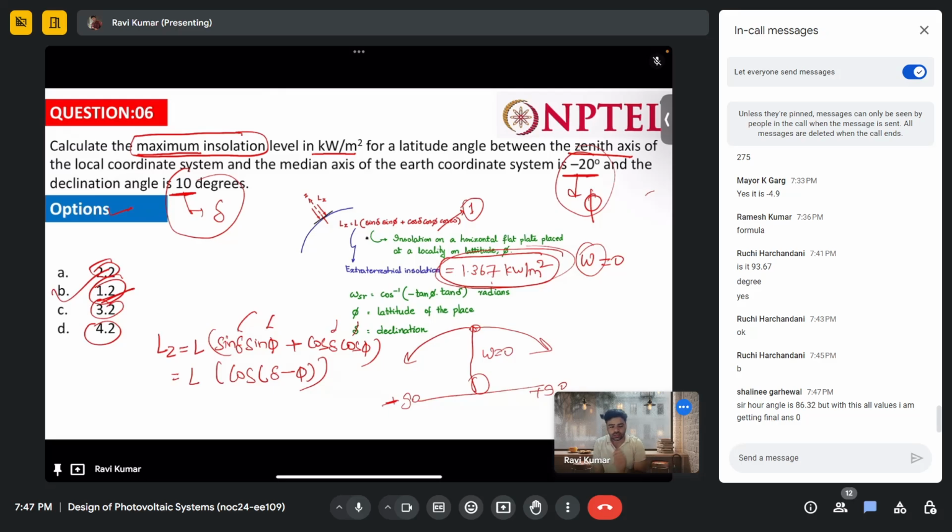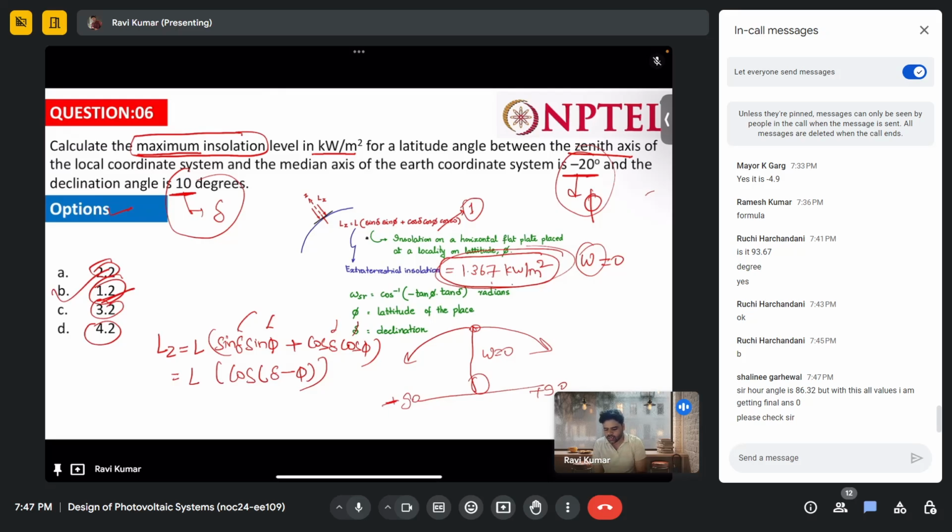See, here understand the question. Even you don't need to calculate R angle. It is saying calculate the maximum insolation level in kilowatt per meter square. It is saying maximum insolation. When will be the maximum insolation? If you are at your home, when will be the maximum sunlight falling on your head? At what time you will be receiving maximum irradiance, maximum sunlight at your place?